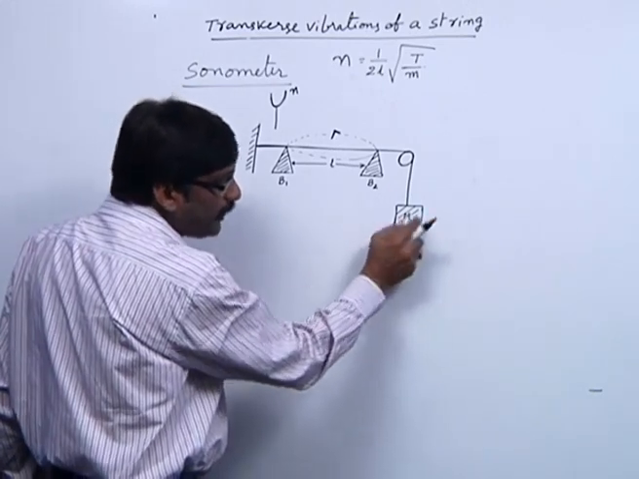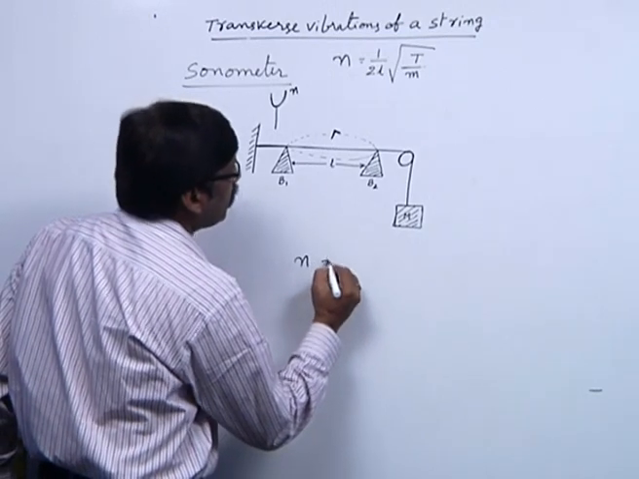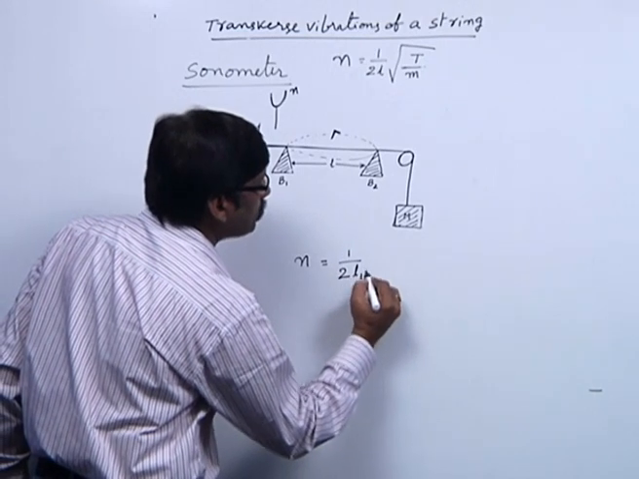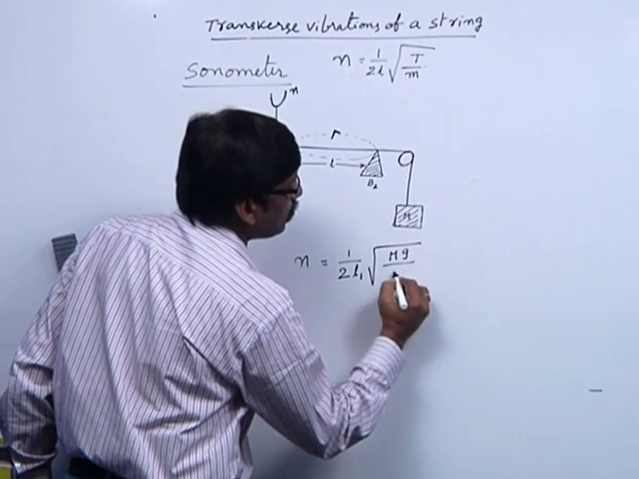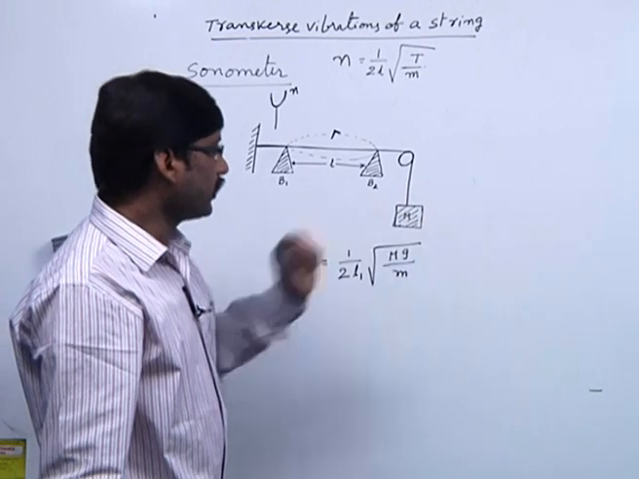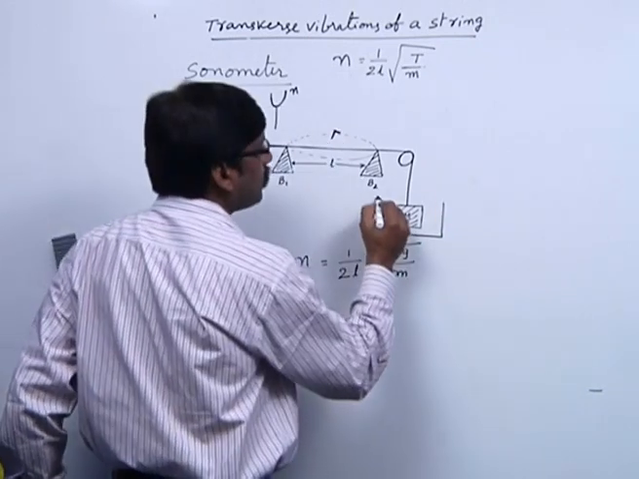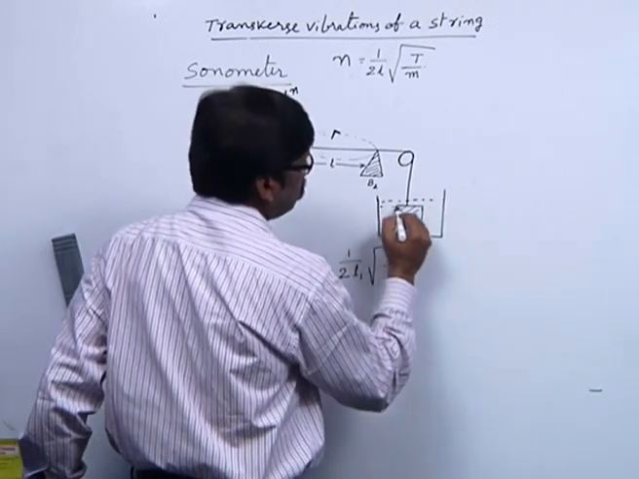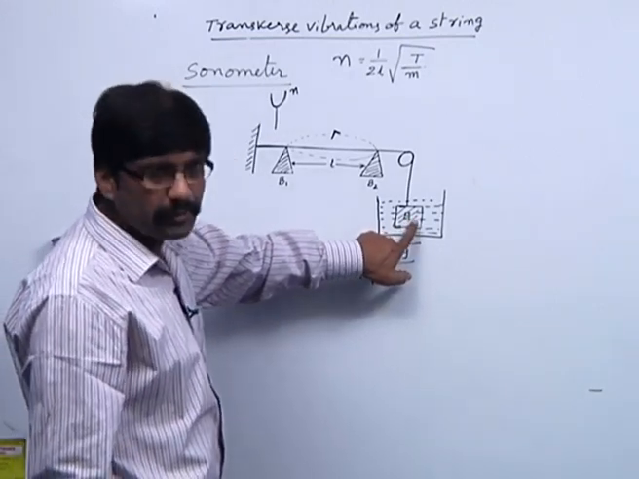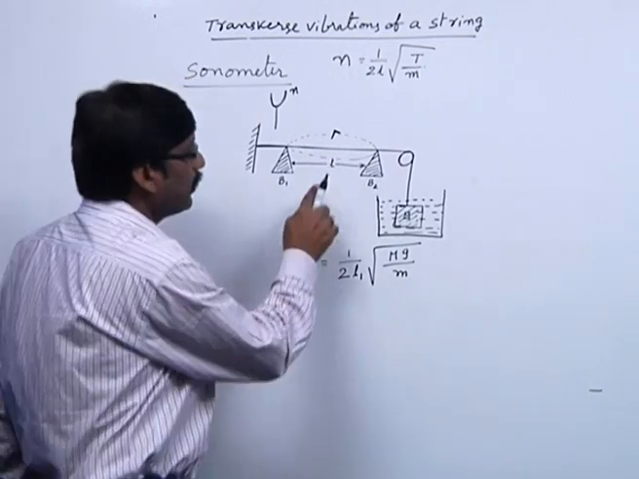Let us say that when this weight is in air, note down the resonating length. When the suspended weight is in air, the resonating length is 1 by 2 L1 root of mg by M, where N is the frequency of the tuning fork, L1 is the resonating length, and mg is the weight. Next, keep this weight in water, completely immersed. When this suspended weight is in water, mg acts down and the upthrust acts up. Due to that, the tension in the wire changes, then the resonating length changes.